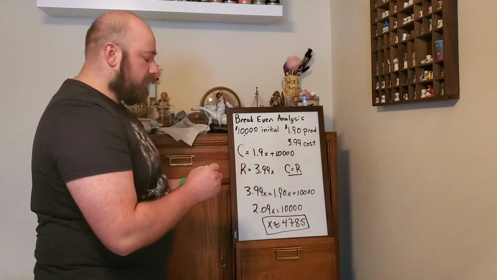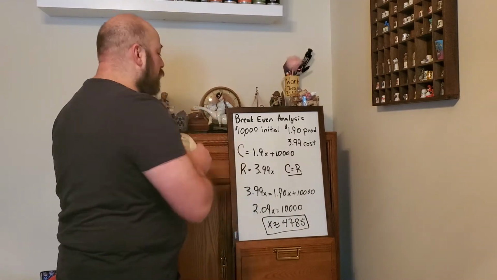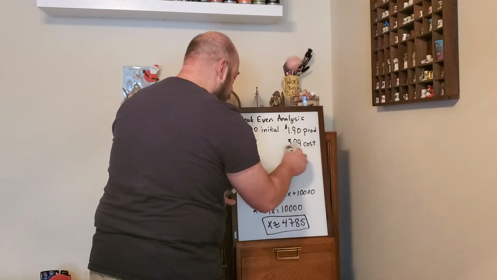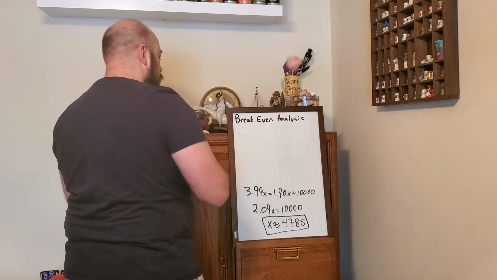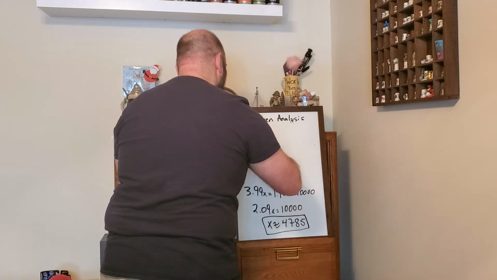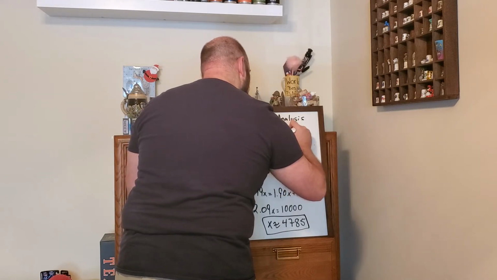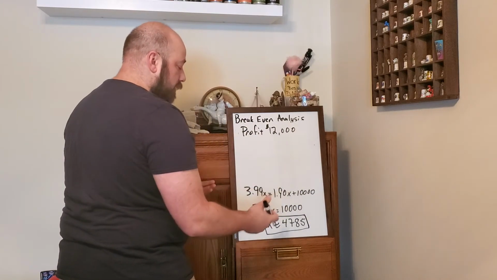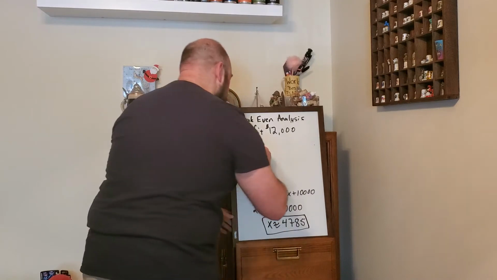But let's say we wanted to know if they wanted to make a $12,000 profit. Well, if they wanted to make profit, then all we would have to do is take the revenue and just figure out how much of that they needed to do. So to determine the profit of 12,000, just a little bit more basic math here, all we would do is take that 12,000 and say, okay, how many do I need to sell then to get that?